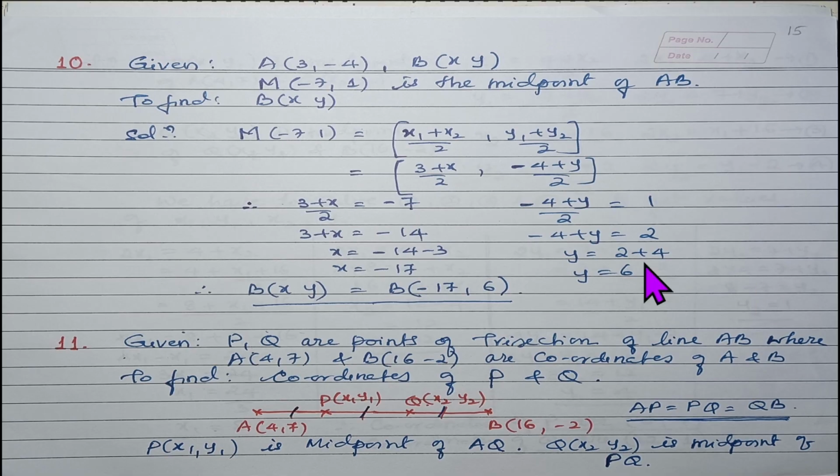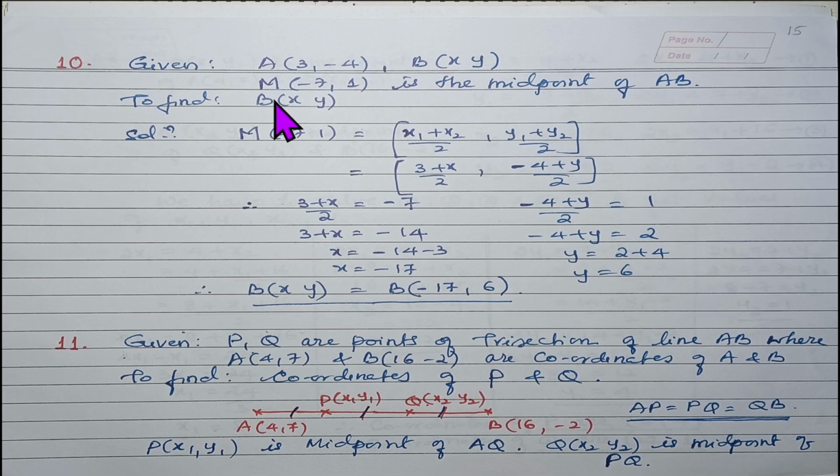Now in the 10th example we are given a line segment AB. The coordinates of A are (3, -4), coordinates of B are (x, y), and the midpoint of AB, that is M (-7, 1), whose coordinates are already given to us. Now we have to find the coordinates of the end point B, that is, the coordinates x and y have to be found out.